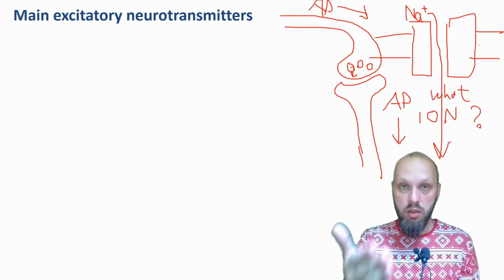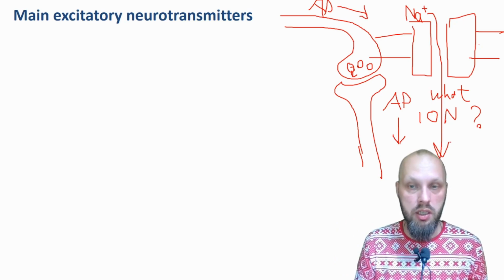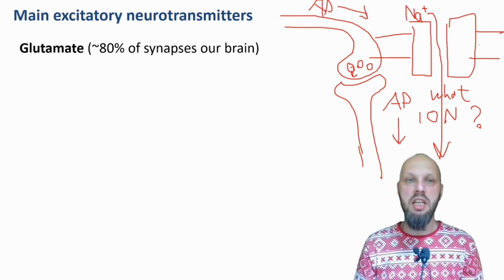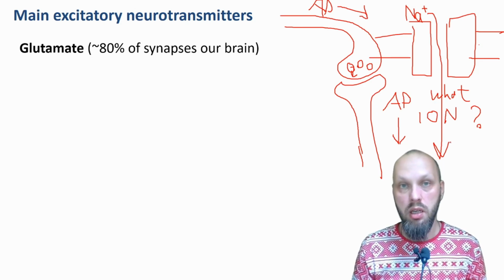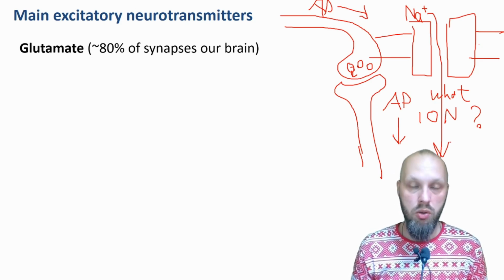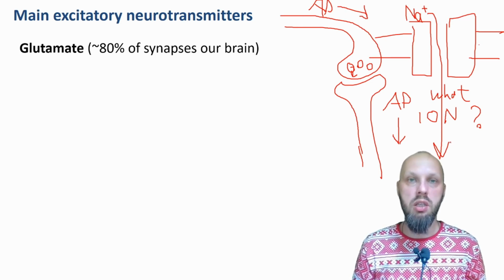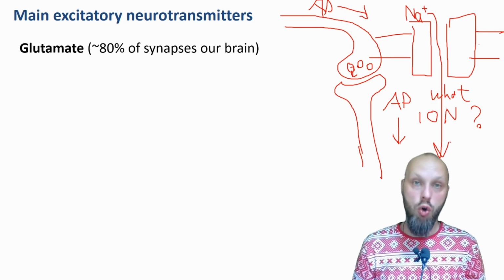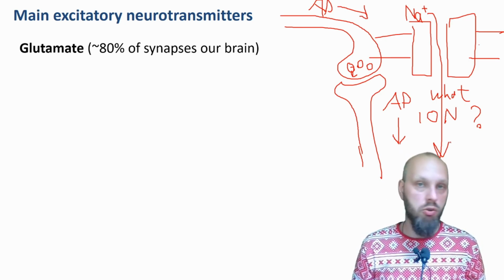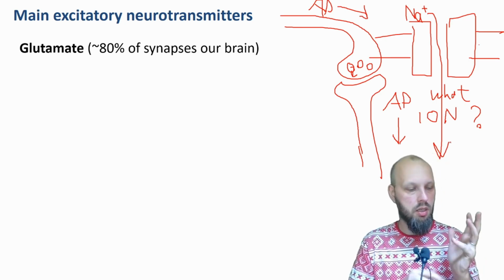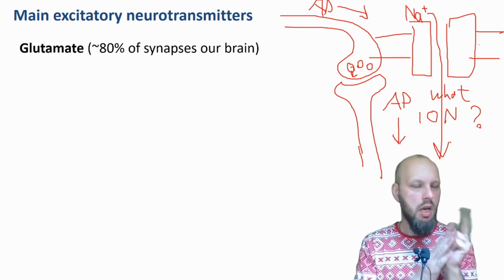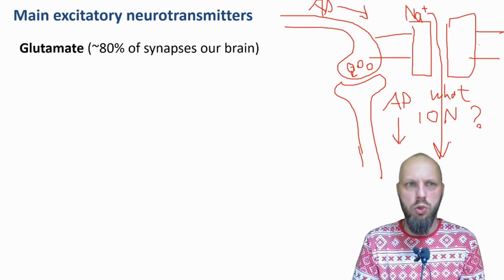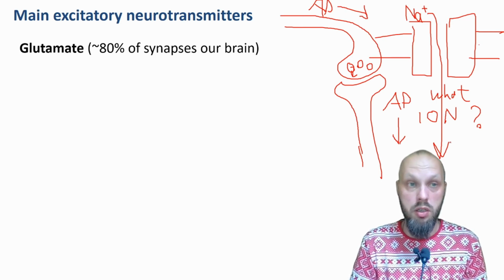Good. So next question, what neurotransmitters are excitatory? The main excitatory neurotransmitter is glutamate. And about 80% of synapses in our brain are using glutamate, or a fancy word for that is glutamatergic. So they use glutamate, and that's the most common neurotransmitter in our nervous system, because most synapses are excitatory, and glutamate is the key excitatory neurotransmitter. So it's like the working horse of our nervous system.